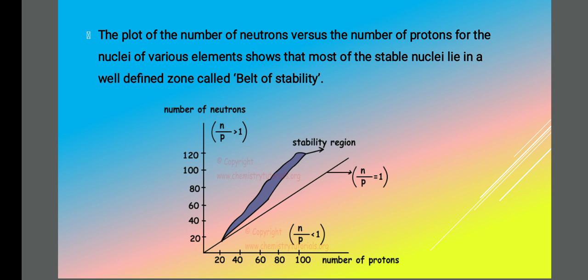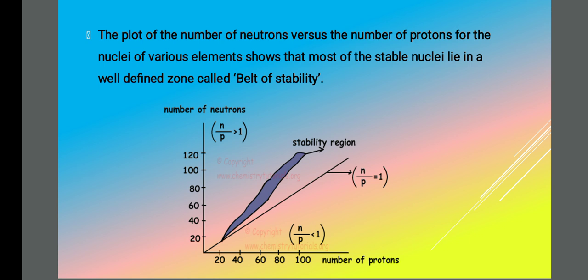I'll repeat the point once again. We are speaking about nuclear stability, where the number of neutrons versus number of protons, that is the N by P ratio, plays a very vital role. The area where this N by P ratio is 1 is the stability belt. That zone is called the stability zone, and we call the belt the belt of stability, and the nuclei lying in that particular area are highly stable and they won't emit any sort of radioactive rays.